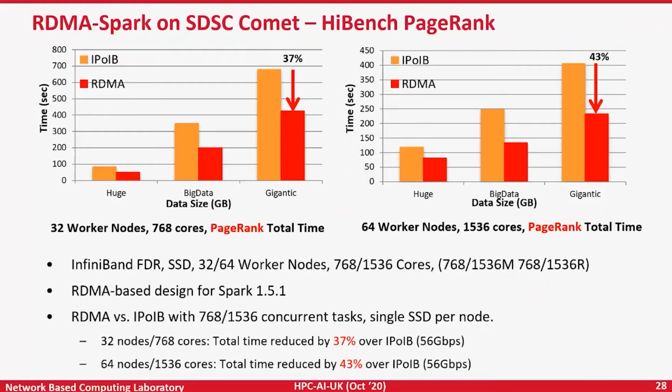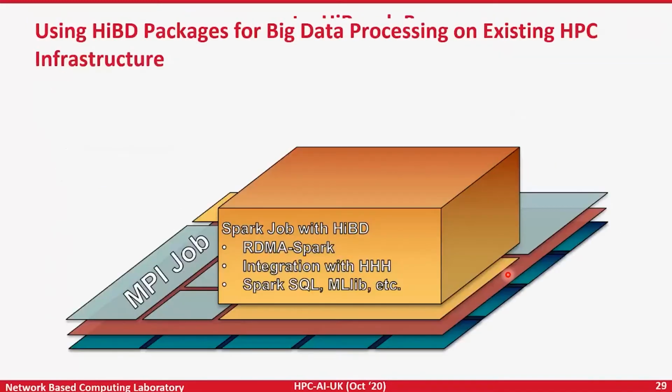This shows RDMA-Spark performance numbers, like the HiBench PageRank. It is running on the same InfiniBand FDR cluster. The orange bar is using IP over IB, which is the traditional stack, and the red bar is our RDMA-enabled stack. As you can see, we can give you almost 37%, 43% improvement. The same thing you can do as a system administrator. You can take our RDMA stack library, configure it properly depending on the memory available or the SSDs, whatever you have, then make it a module and run it. That is the kind of convergence we are trying to propose.